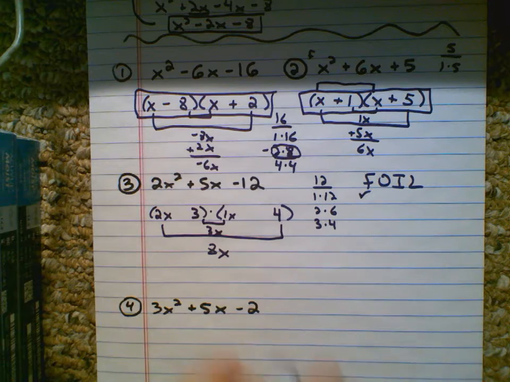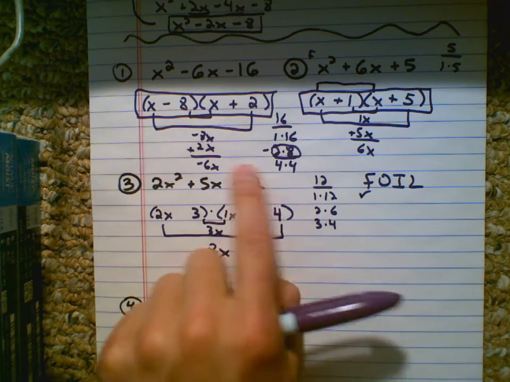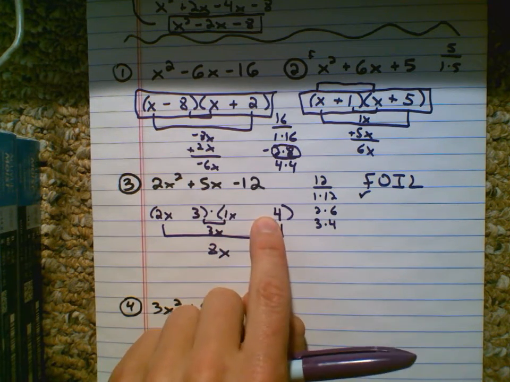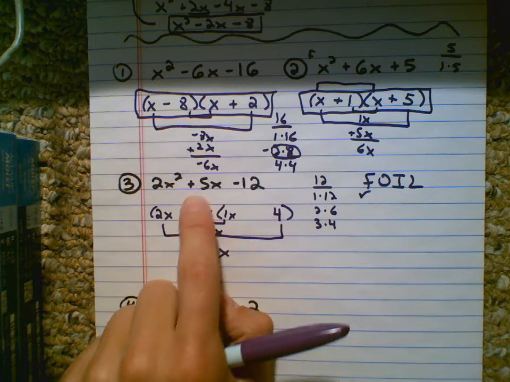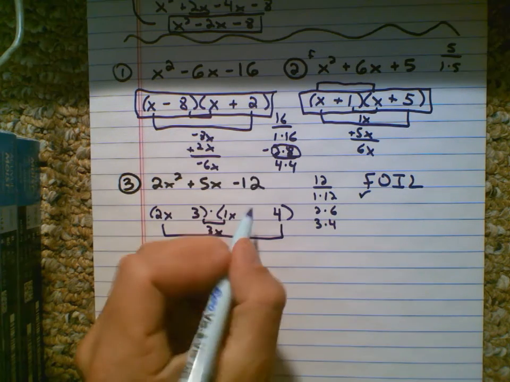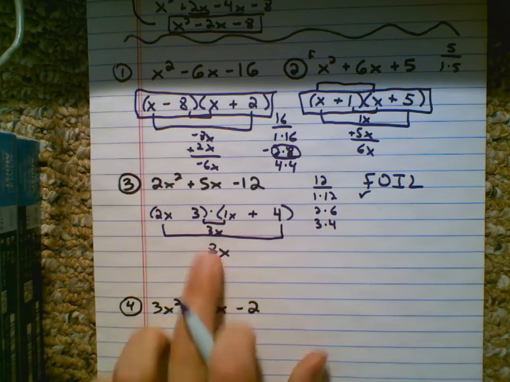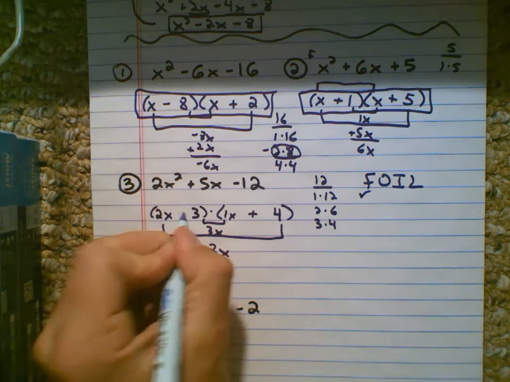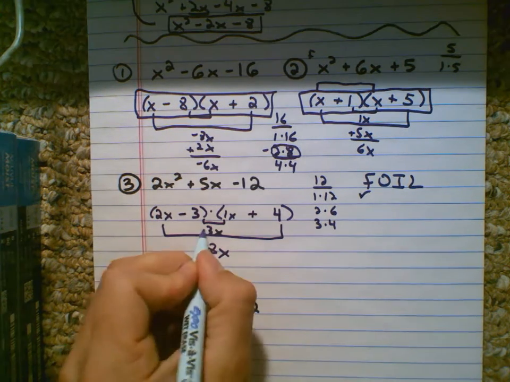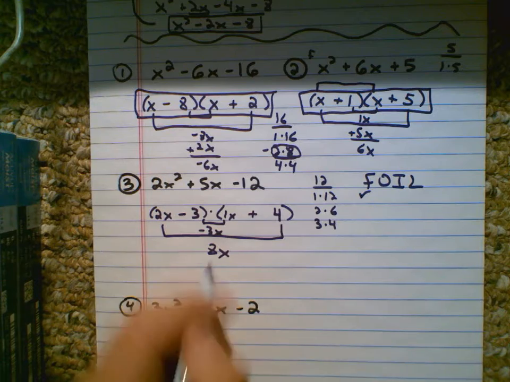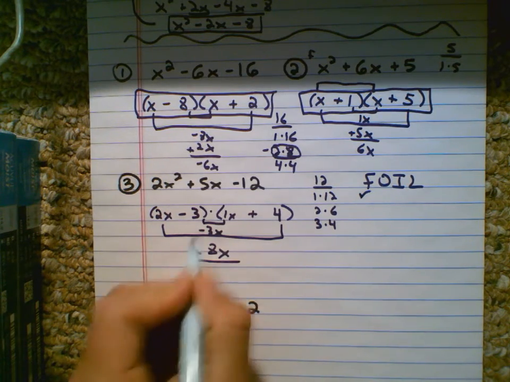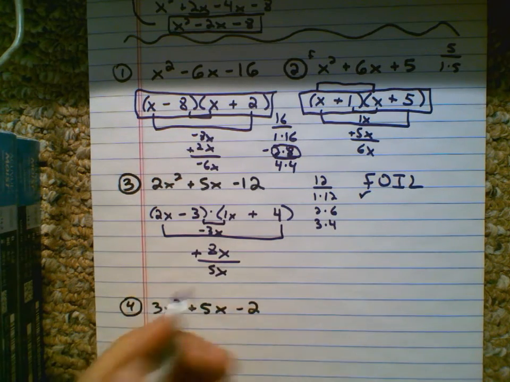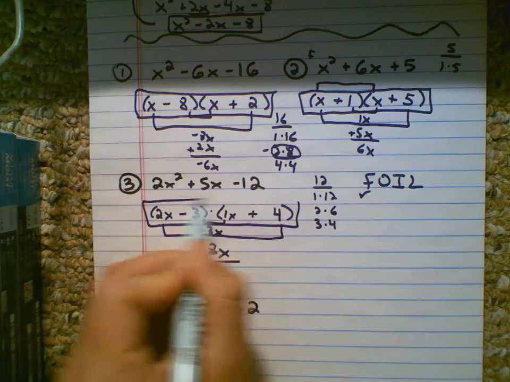Now, the last times the last has to give me a negative 12. So one of these needs to be positive, one of these needs to be negative. I want a positive in the middle, so I'm going to make sure the 4 is positive, so I get a positive 8x. I'm going to make the 3 negative, so I get a negative 3x. And when I combine those, I should get the 5x in the middle. I do, so this is the correct factoring.